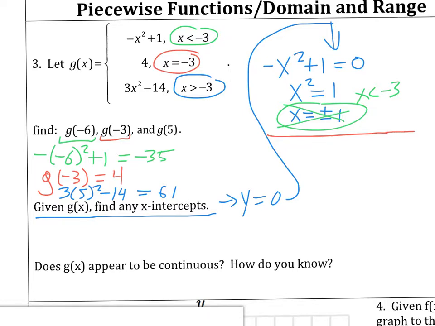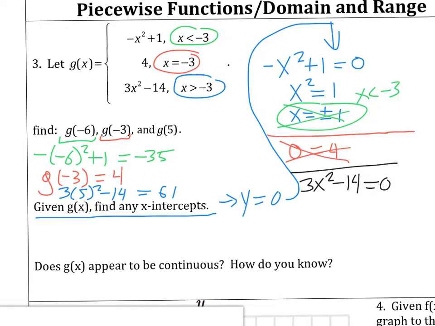For my second one, we're looking for when y equals 0, okay? So 0 equals 4. That one doesn't work either because we got a statement that was not true. And then finally, 3x squared minus 14, and this is only going to work when x is greater than negative 3.